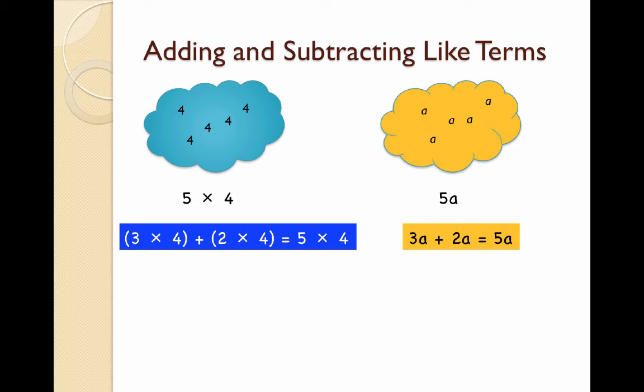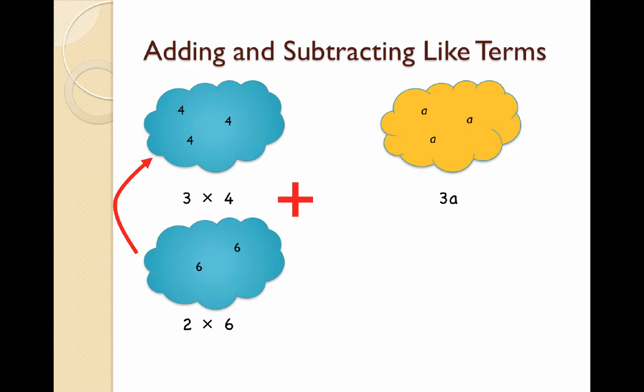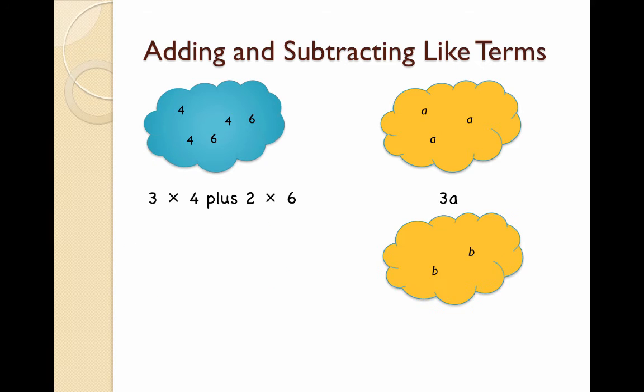But what happens if I'm adding on things that aren't exactly the same? Like what happens if I don't add on 4s, or what happens if I don't add on a's? So let's take a look at the blue cloud. This time I've got 3 4s and I've got 3 a's in the yellow cloud. But in this blue cloud now, I'm going to try and add on a couple of 6s. So I'm going to take those 2 6s and I'm going to add them up into my first cloud. And now I've got a combination of things in that blue cloud. I have 3 4s, but I also have 2 6s.